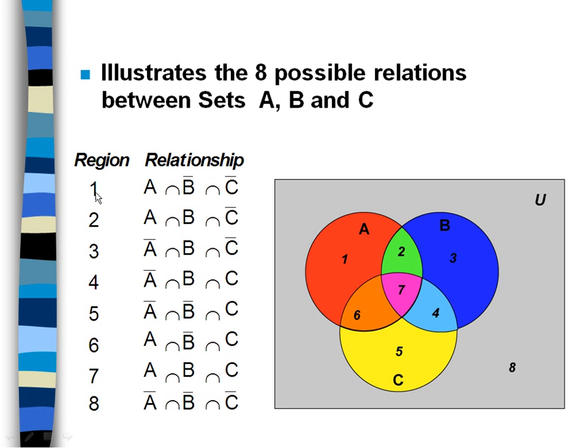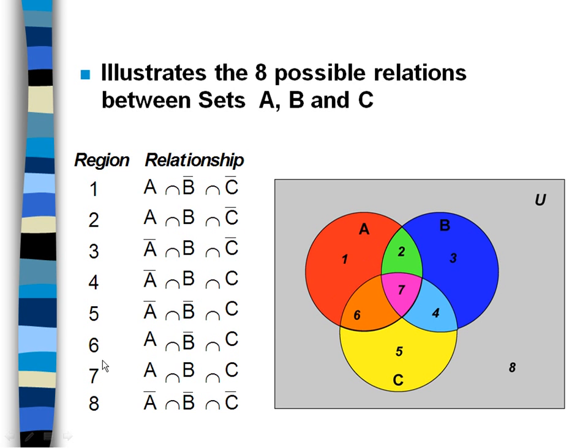Region 1 has the relationship of A intersection B complement intersection C complement. So that line above the letters represents the complement, just like the superscript C represents the complement. And what you can possibly do is see if you can shade in the correct region for each one of these relationships to see whether you get the right answer.